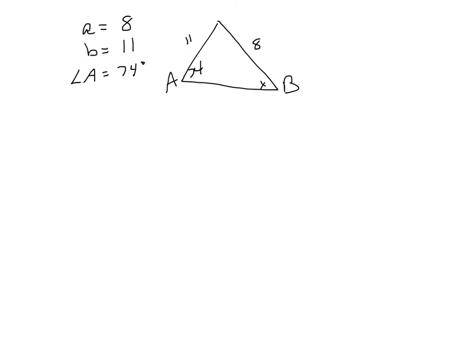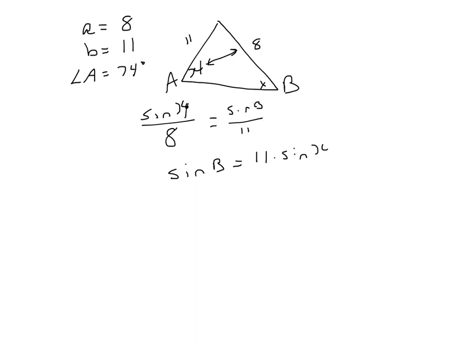So through law of sines, again, these two go together. So it'll be the sine of 74 over 8, is going to be equal to the sine of B over 11. Cross multiply, and the sine of B is going to be equal to 11 times the sine of 74 divided by 8. So basically what you do is you multiply these two and divide by the odd man out.